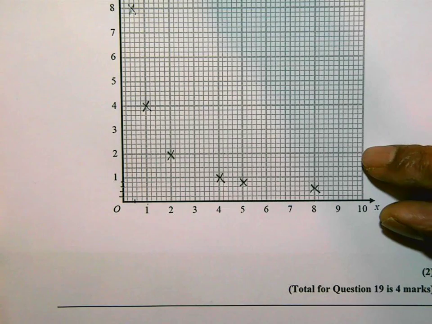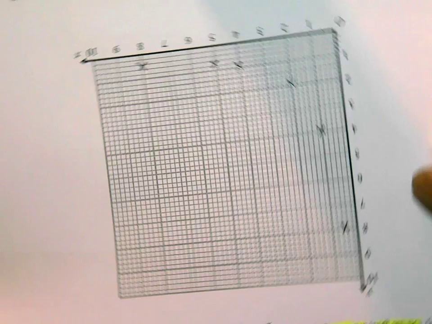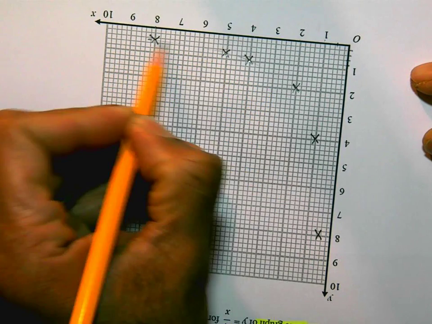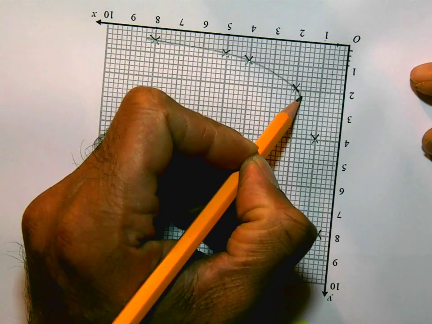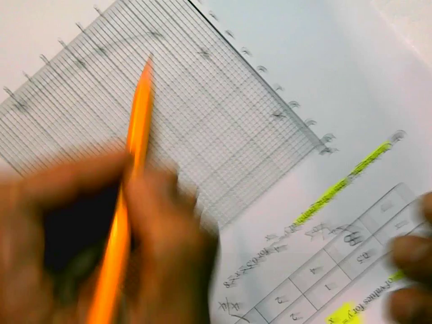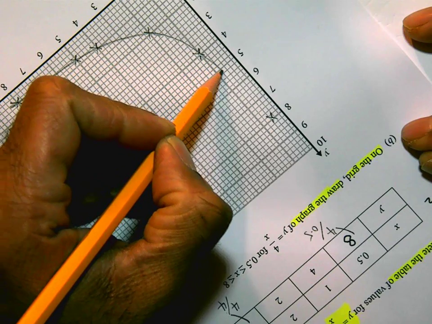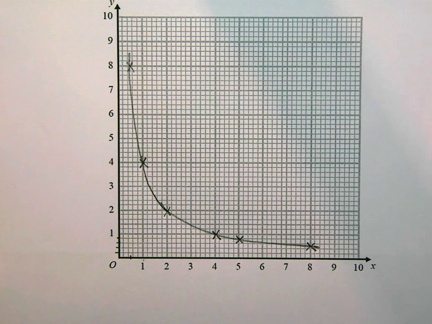Now I need to draw a curve going through all of those values. I'm going to turn the paper around to draw the curve. And it does need to be a curve going through all the points. Okay, and there's my curve. It's gone through all the points. It's a smooth curve. It's just one line. So don't do any shaded lines. Go through all the points that you plotted. You get marks for plotting the points, and you get marks for drawing a smooth curve through them all.